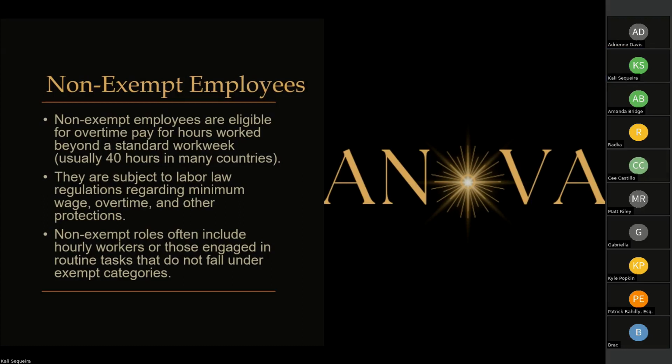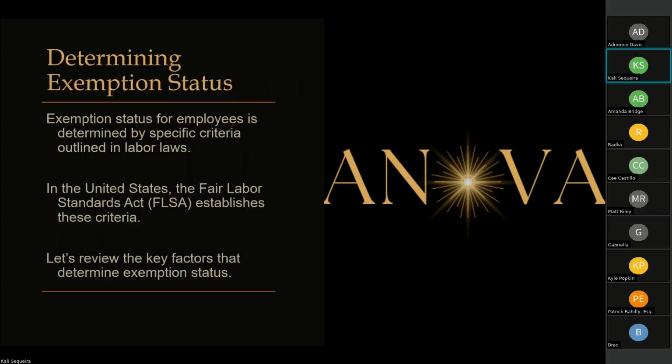So now that we have defined those few different categories and what employee classification is, we'll move on to determining exemption status. And I'll hand this over to Adrienne. Thank you, Callie. So when determining the exemption status under the FLSA, or the Fair Labor Standards Act, we determine specific criteria and we outline that in our labor laws. And so let's review some of those key factors to determine exemption status.